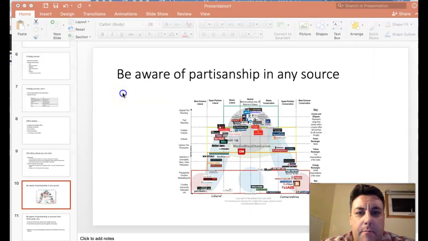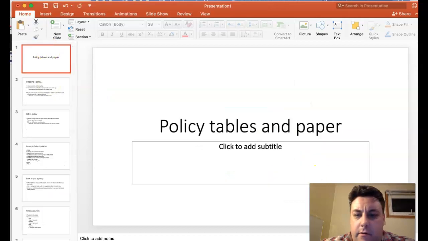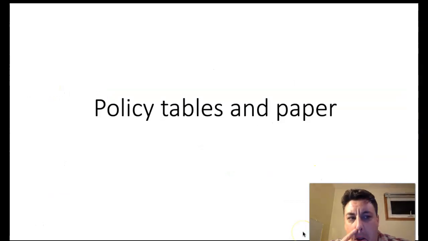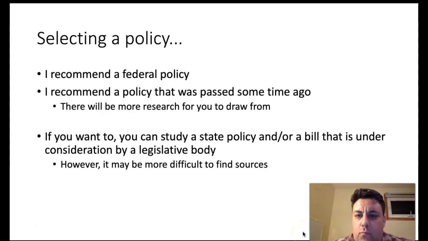All right, so let me pull over. Start at the top here. The first thing you have to do is select a policy. I recommend that you pick a federal policy, and one that was passed some time ago, because there'll be more research that you can draw from. Picking things that are newer, they haven't been studied or really evaluated. It's a little more difficult to find sources. It's not impossible, but it is a little more difficult.